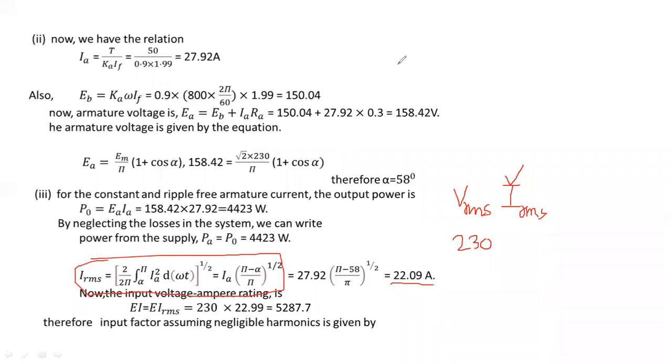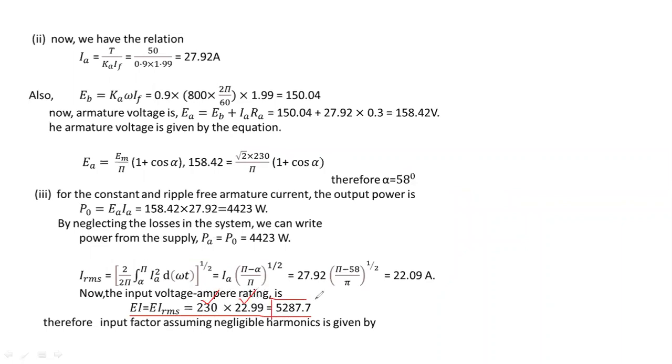So the input apparent power can be calculated like this. See, this is VRMS and this is IRMS. If you multiply both of them, we will get the apparent power as 5,287.7 volt-amperes.